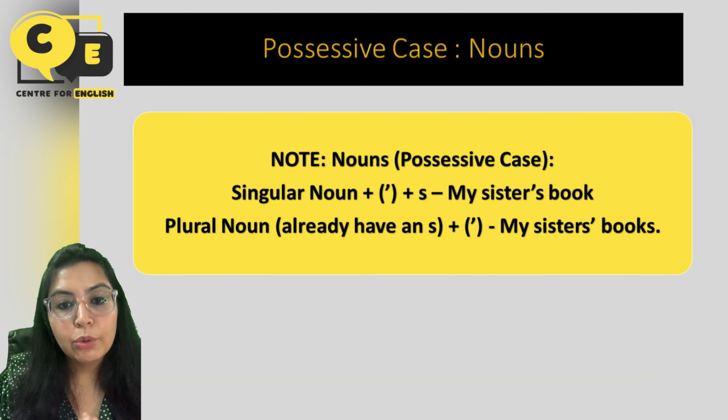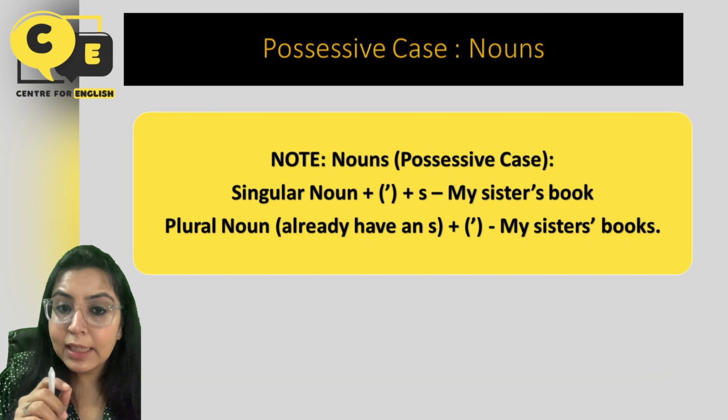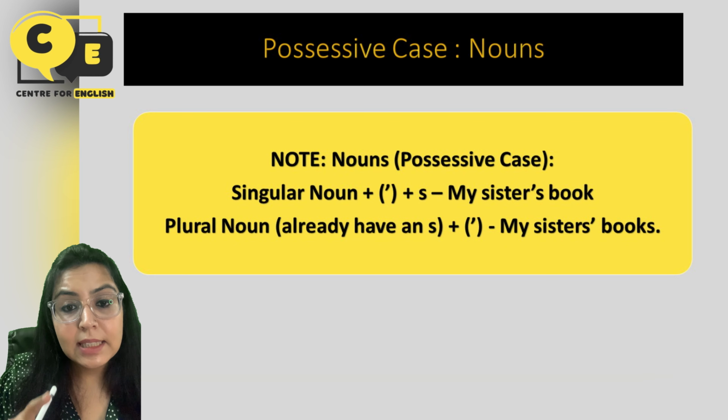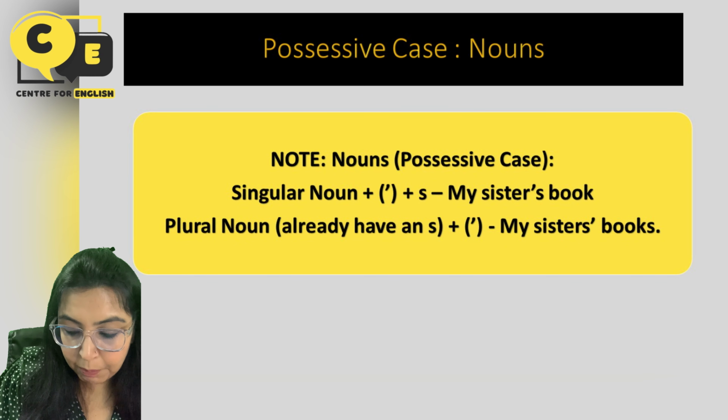Now, if I have to show the possessive case of nouns, in a singular noun, I would put an apostrophe and an S, and I would say this is my sister's book. मेरी बहन की book है.